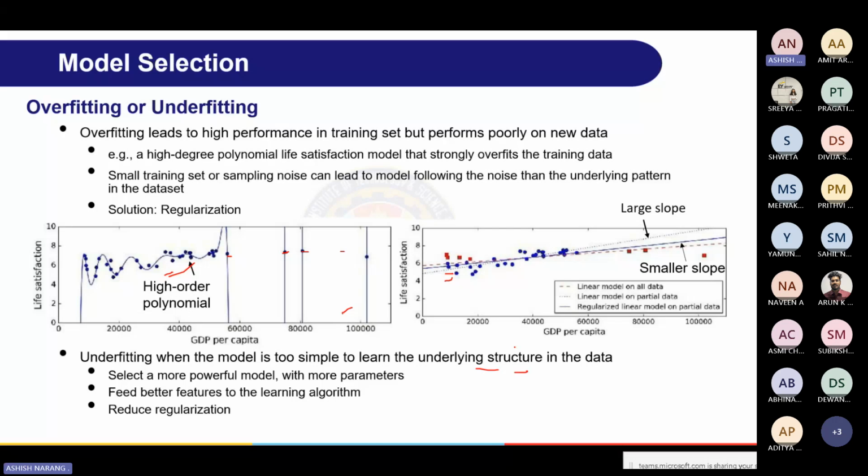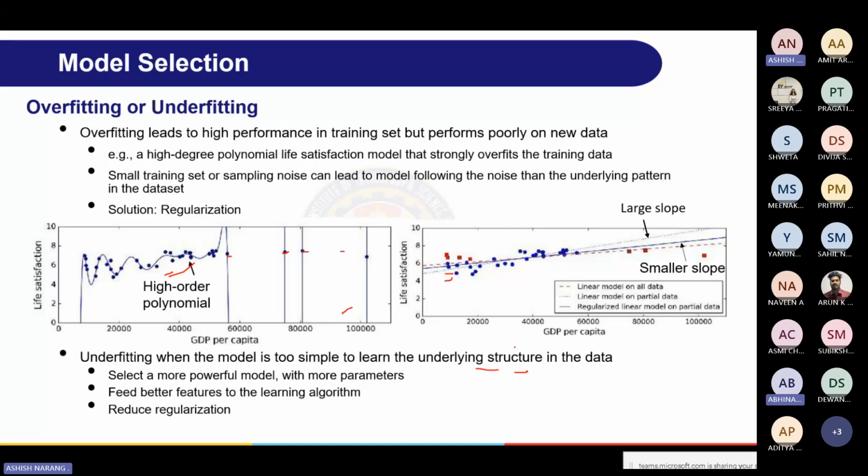So what we need to do in such cases is select a more powerful model with more parameters. Maybe I need to feed better features to the learning algorithm. Another method that we use is regularization. This regularization is actually used to reduce the overfitting. But we should not increase the regularization to a level that the model underfits. So we have to be careful about both the extremes.